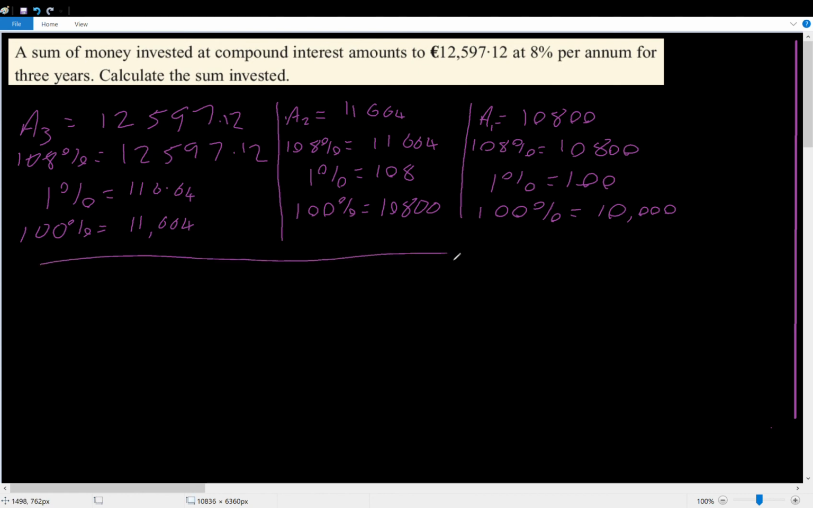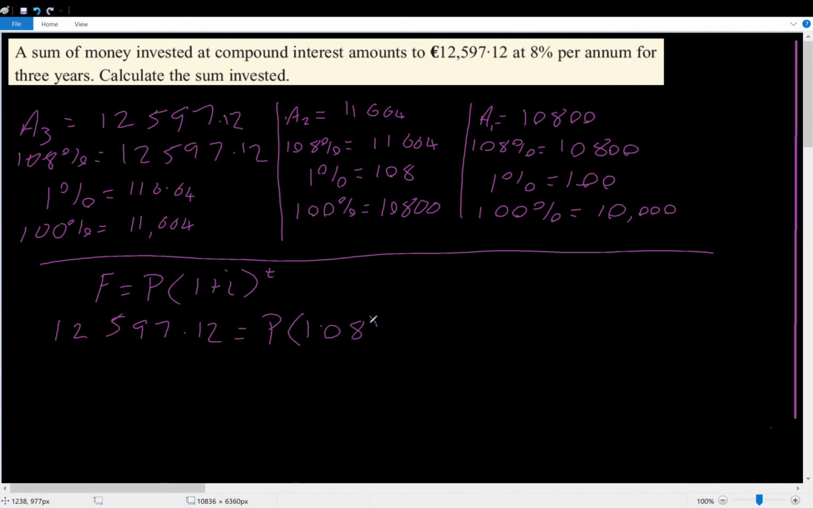The short way for doing this is we use the compound interest formula, which is F equals P times 1 plus I to the T. Well, we know the final amount. The final amount is 12,597.12. We don't know P, that's what we're trying to find, it's our principal amount. But we do know I is 0.08 because it's 8%, so we're going to have 1.08 in here. And it's going to be to the power of 3 because it was run for 3 years.